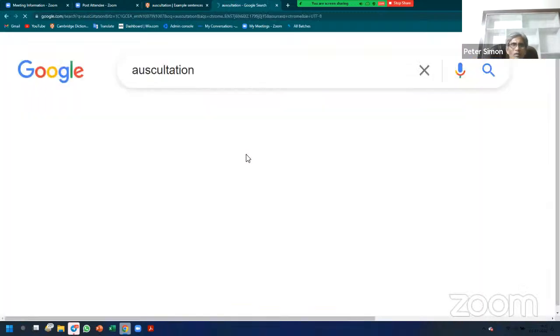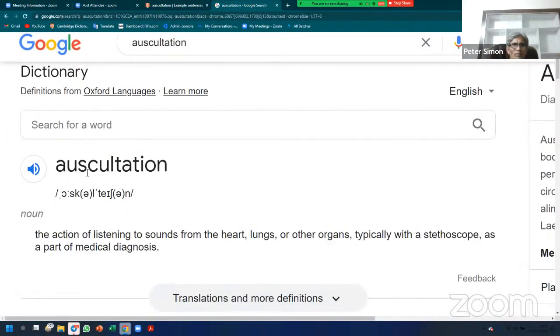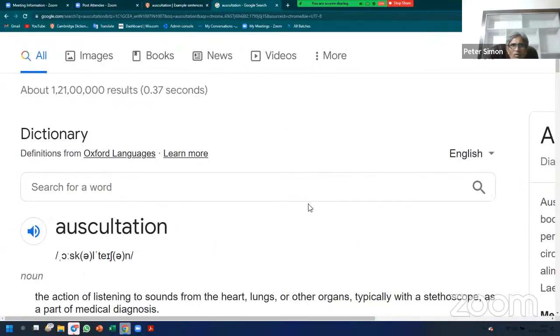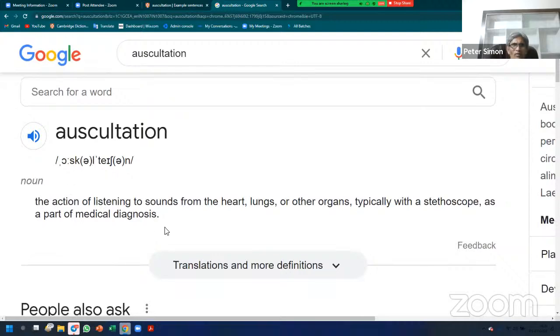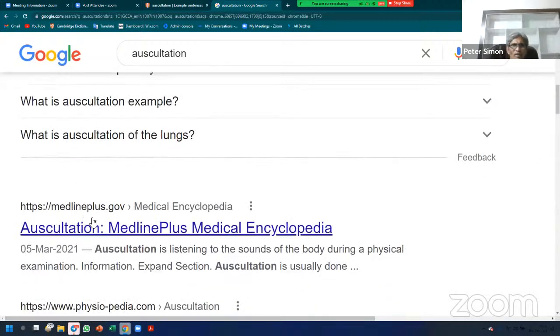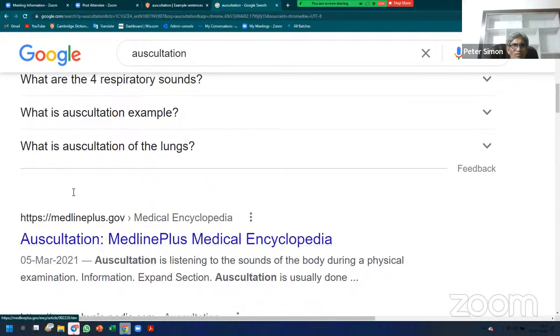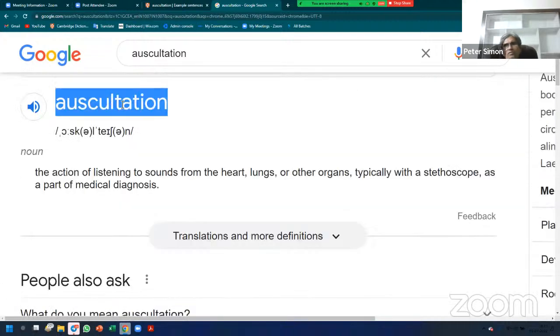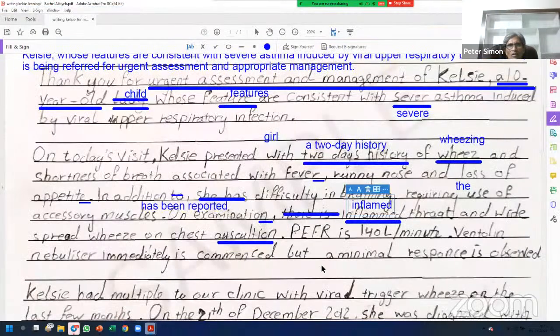Okay, Google, yeah. This is from the medical Oxford dictionaries. We got one definition here. So medical auscultation. Here it is. This is the spelling. Auscultation, the spelling is this. The T-A is missing on chest auscultation. Inflamed throat and widespread wheeze.